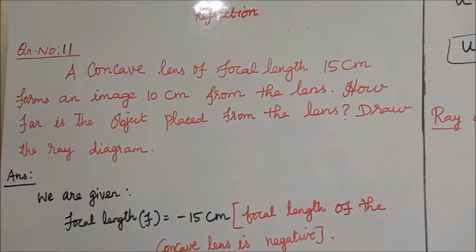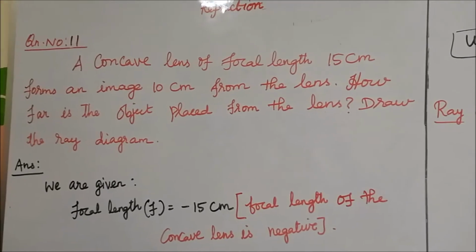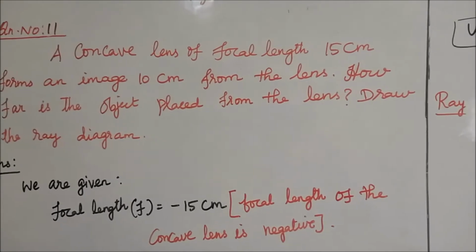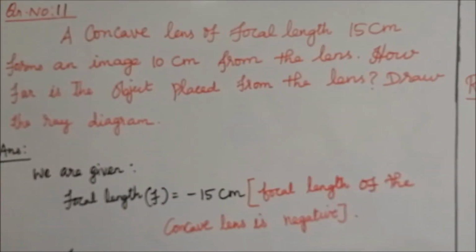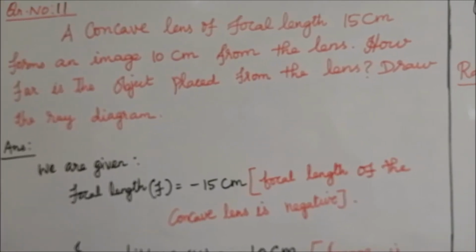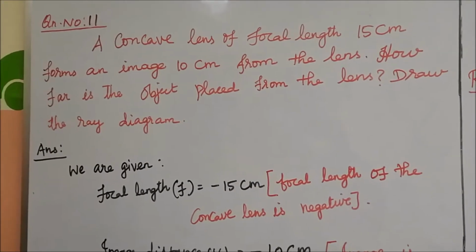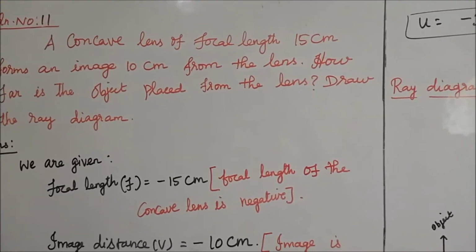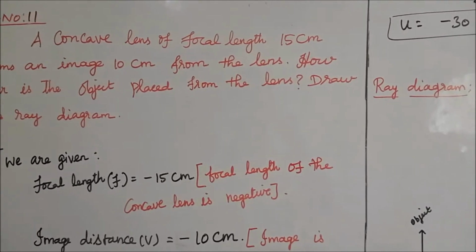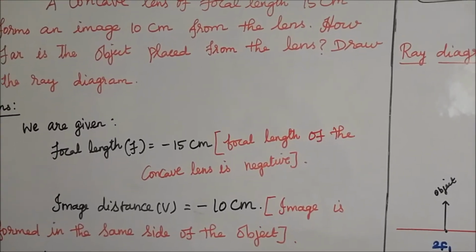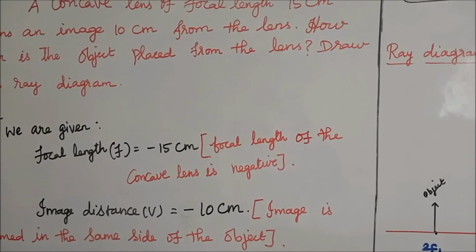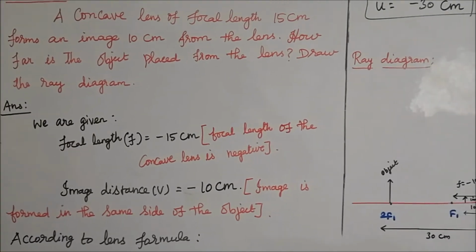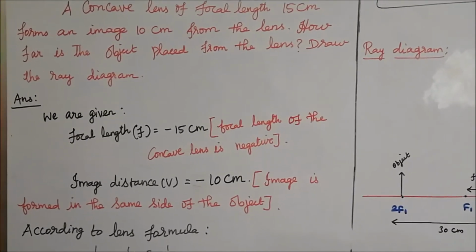Question number 11. A concave lens of focal length 15 cm forms an image 10 cm from the lens. How far is the object placed from the lens? Draw the ray diagram. So we are given the focal length is minus 15 cm, because the focal length of a concave lens is negative. Image distance V is given as minus 10 cm, as the image is formed on the same side as the object, that is, the left side of the lens.